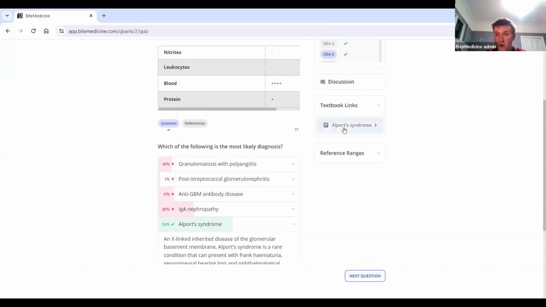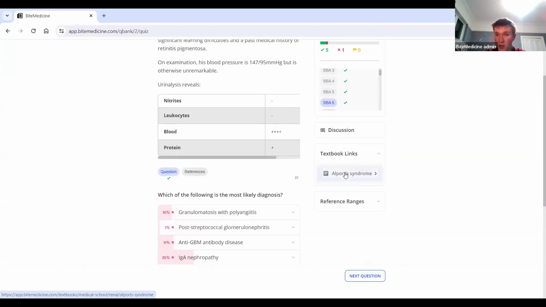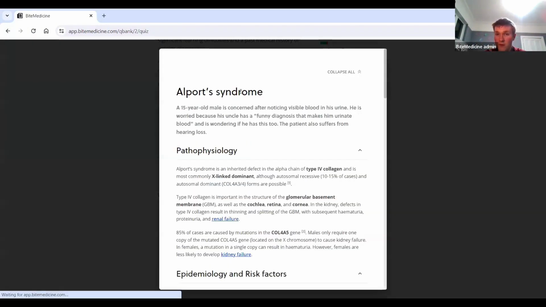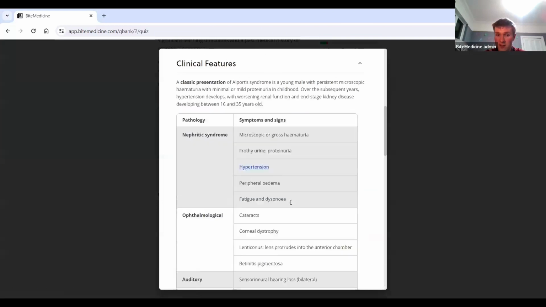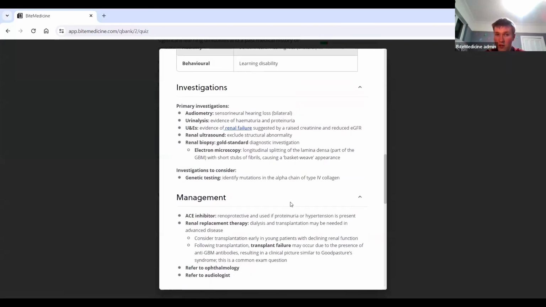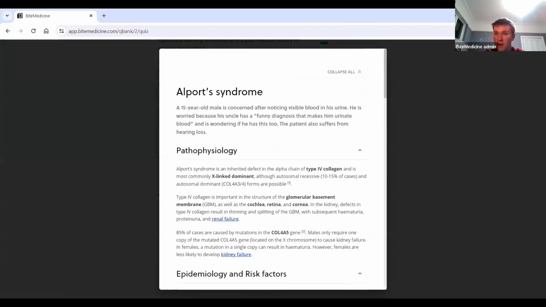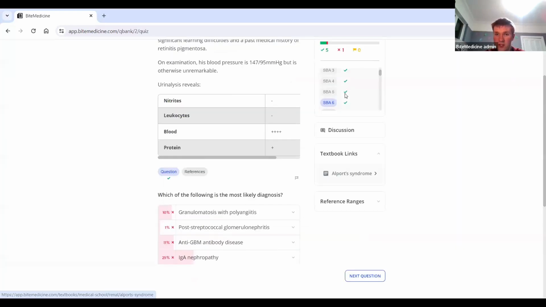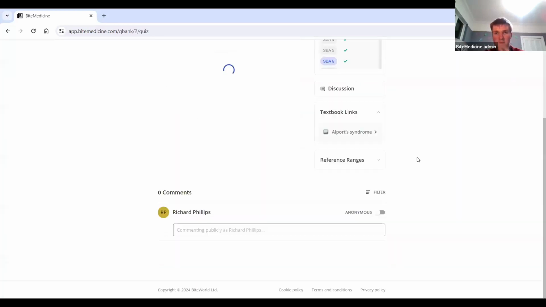So just to say, guys, if you are using the platform, you can then go and read up on Alport syndrome in the textbook. So there's more that you can learn about. But I think for the purposes of today, we're just going to stick with the questions.